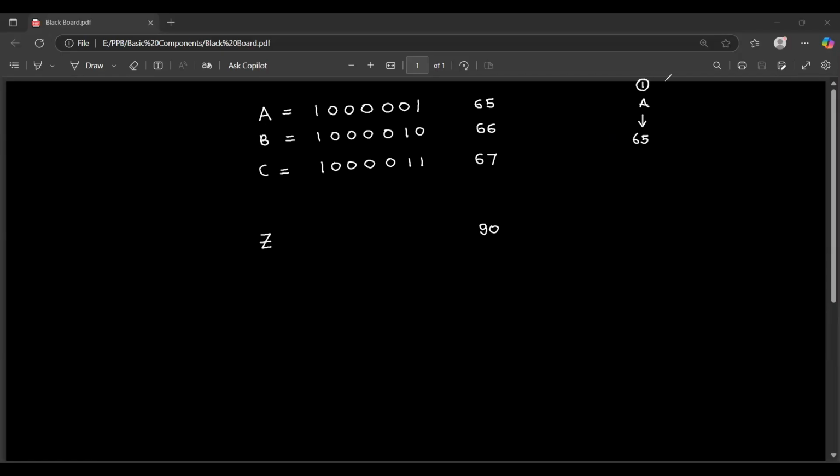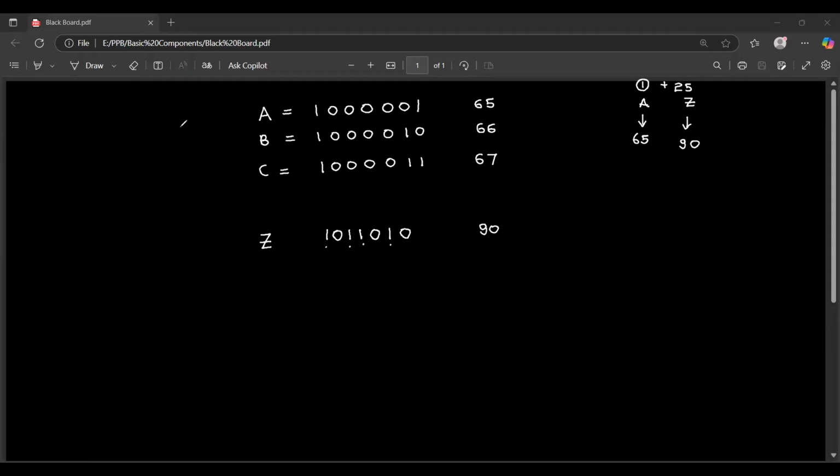So from A to Z, you just have to add 25. This is the first letter, and if you add 25, you will get Z. Here also it's the same thing. You will get 90. So how can you represent 90? 64, there is no 32, there is 16, there is 8, there is no 4, there is 2, there is no 1. So it will be 64, 80, 88, and 90.